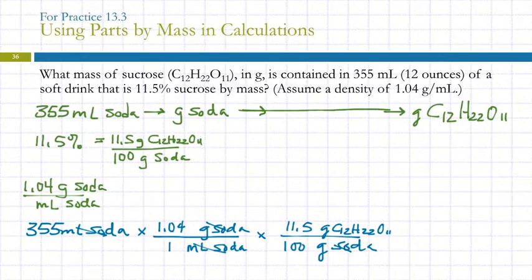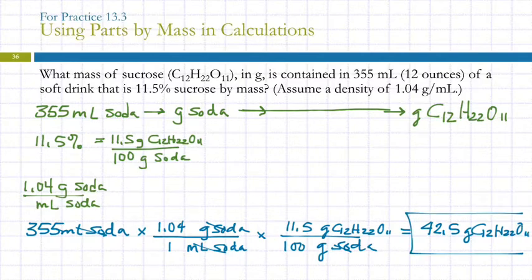42.458, 42.5. I'm looking at sig figs. I've got 3 here, 3 here, 3 here. Does a can of soda have exactly 355 milliliters of soda? No. It's close, right? It's not exact because it's measured. Any questions?